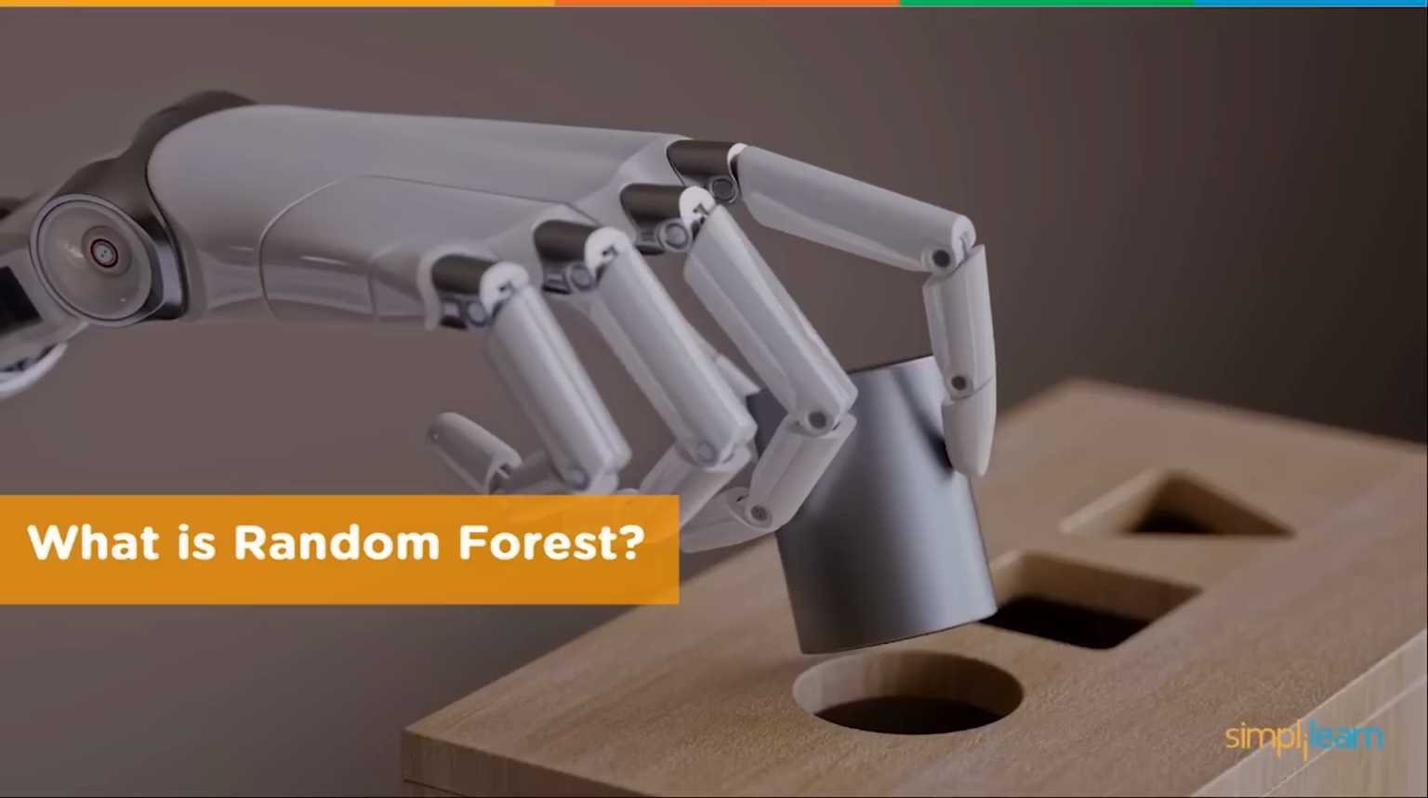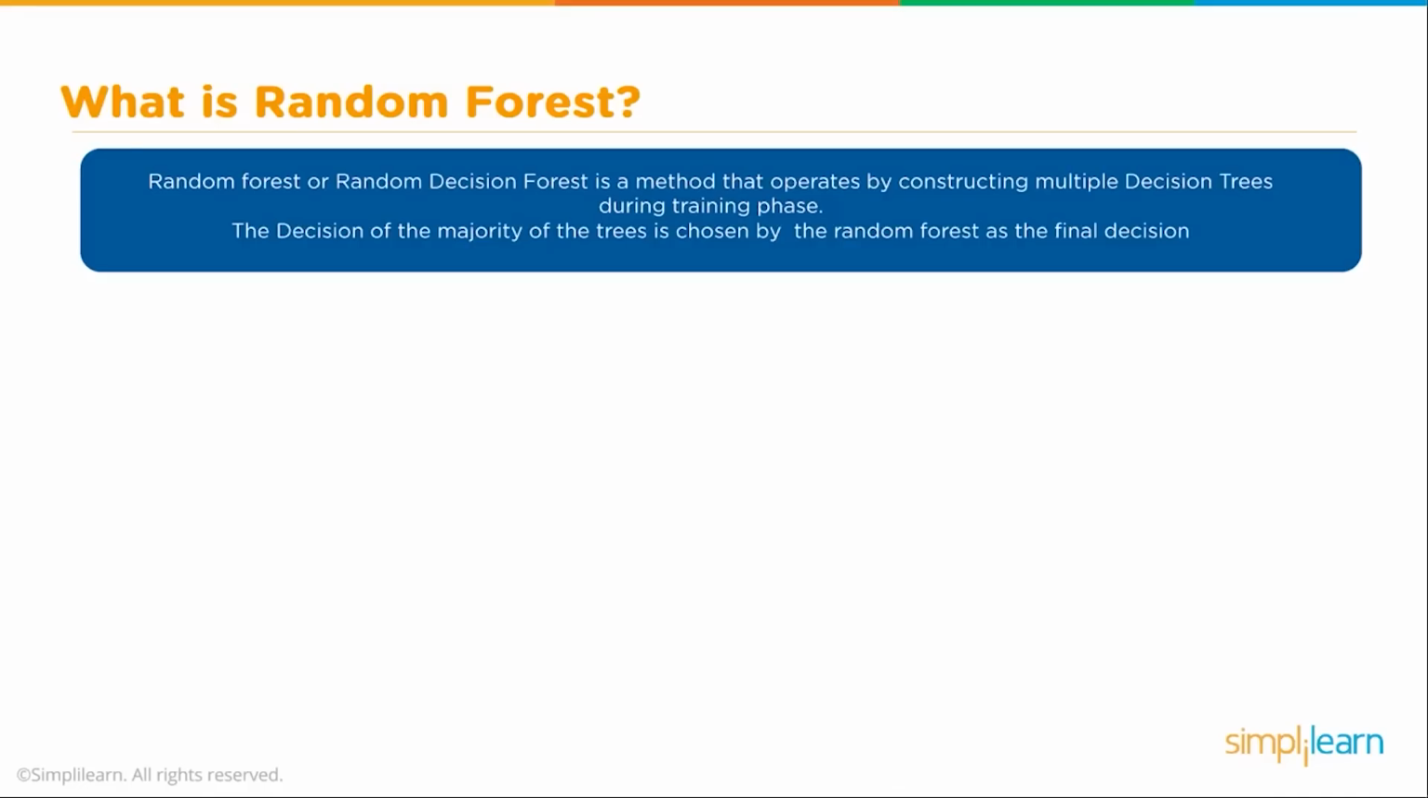Let us dig deep into the theory of exactly how it works. And let's look at what is random forest. Random forest, or random decision forest, is a method that operates by constructing multiple decision trees. The decision of the majority of the trees is chosen by the random forest as the final decision.